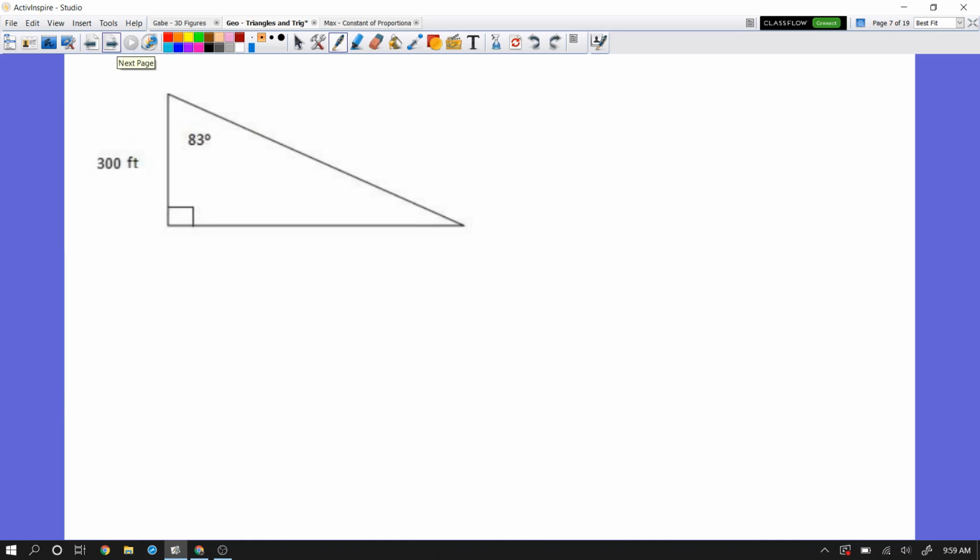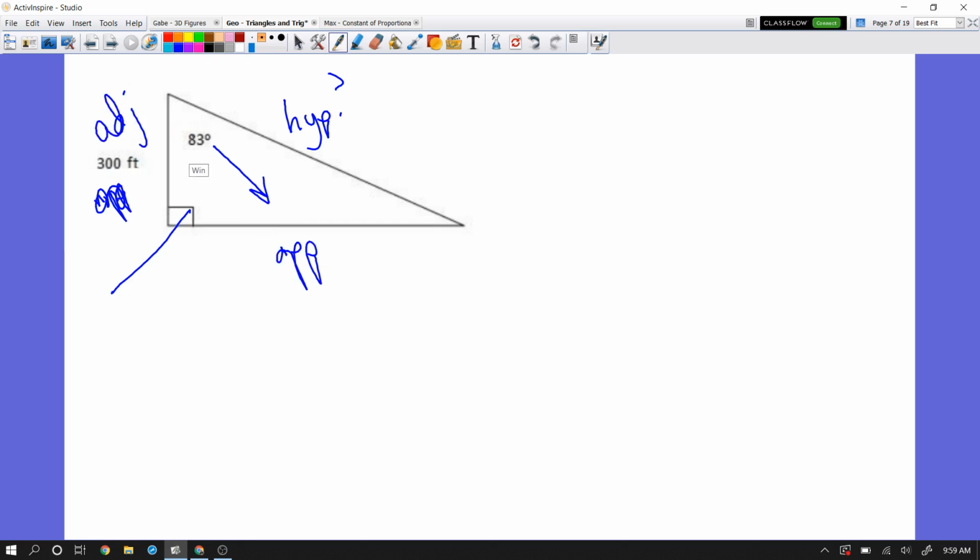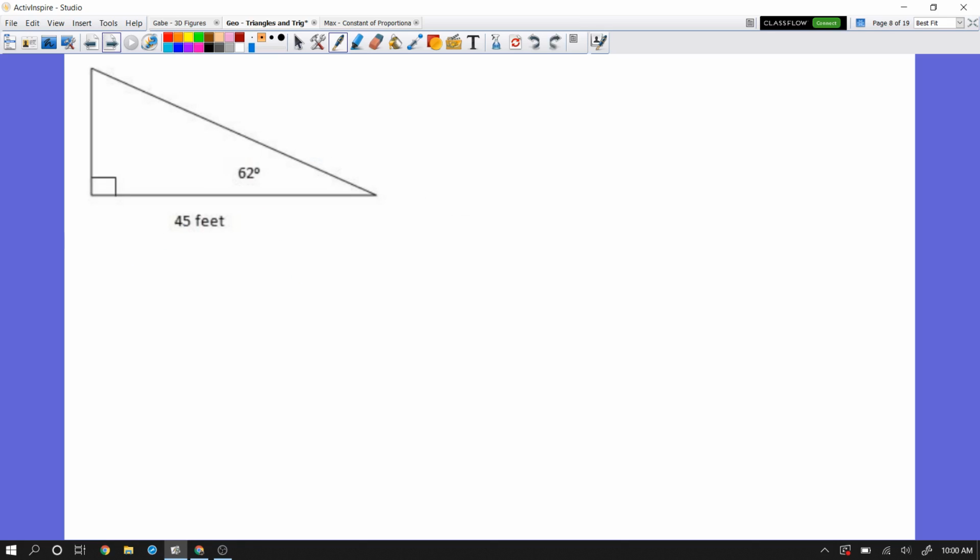Another example, and the only thing that changes here is that you're given the opposite side. You need to find the hypotenuse. And you are, oh wait, actually this is the adjacent. This is opposite. So wherever the angles are pointing, that's where you are going to label your sides. It does matter.